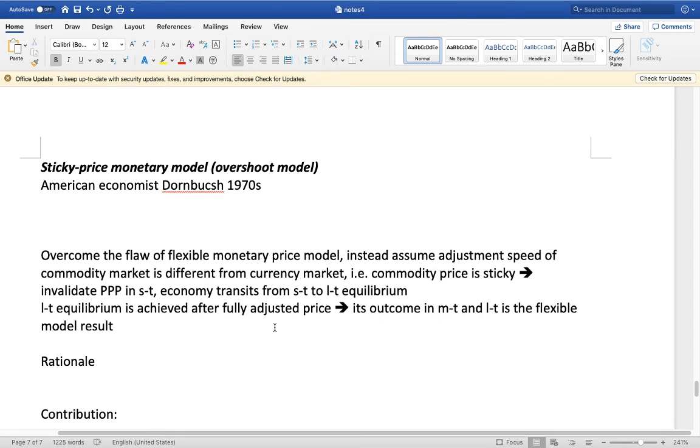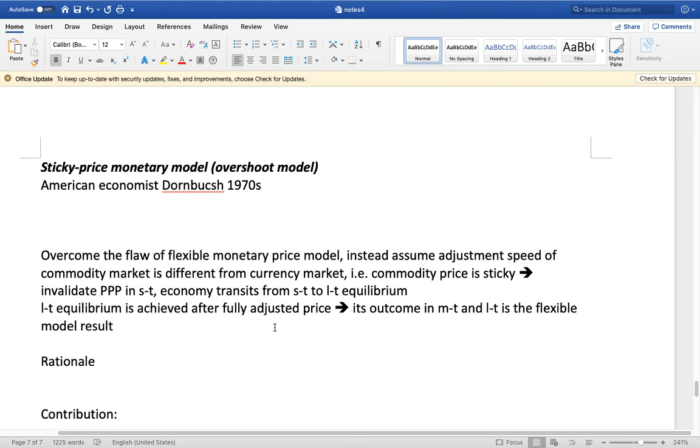The rationale of this theory is that when the markets are hit by an external shock, due to the characteristics of commodity markets, for example the lack of timely and accurate information, the commodity price adjusts slower, in a sticky way. That is the sticky price. The financial market price adjusts quicker, so the exchange rate reacts to the shocks almost instantly. And the exchange rate over-adjusts to the shock.